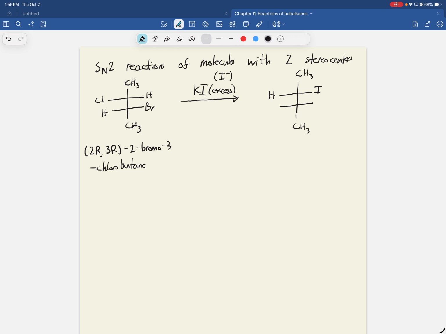All right, where would I go on the third carbon? So the second intersection there, on the left. There you go. So here we have 2S, 3S, 2,3-diiodobutane.